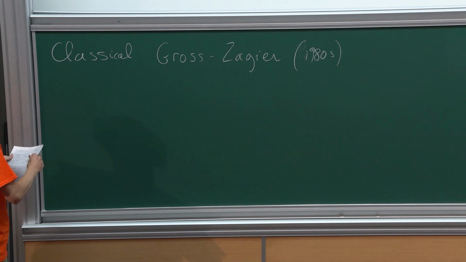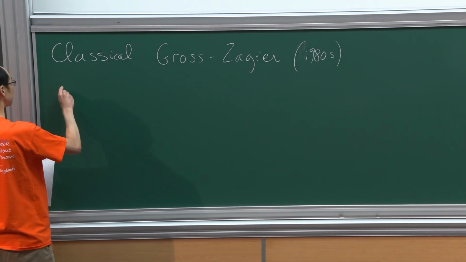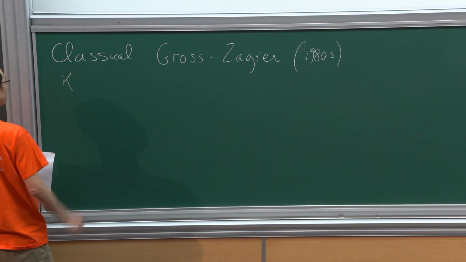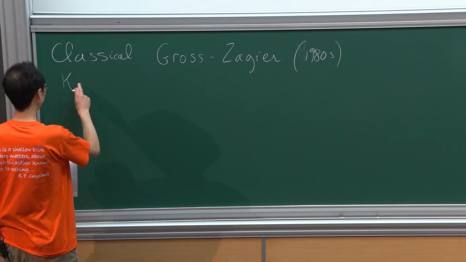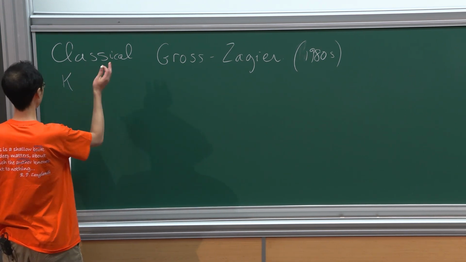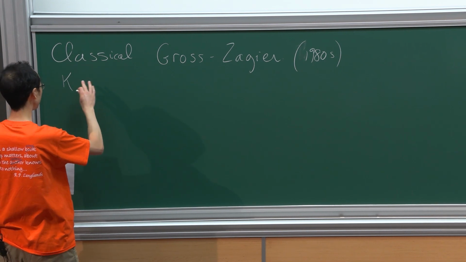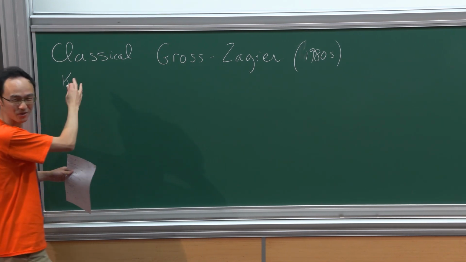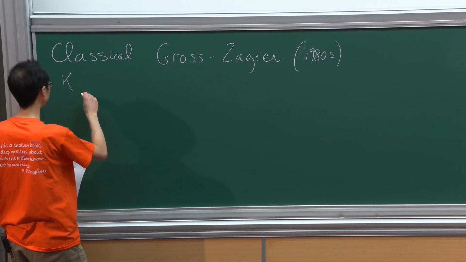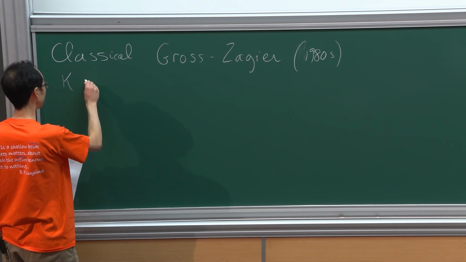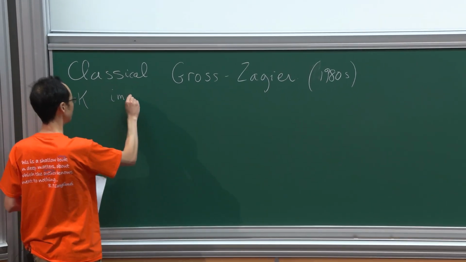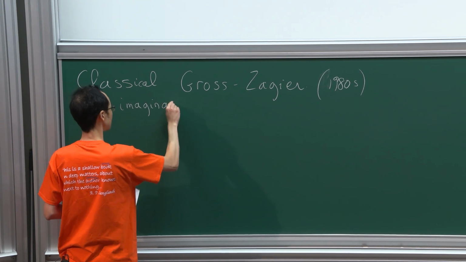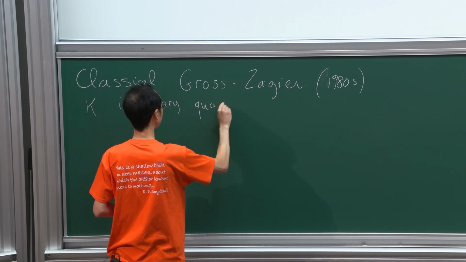Let me consider a quadratic field K. K, okay, this is only for once, K is not a compact open subgroup, because I think we have got used to K being a compact open. I only use this in the beginning. Later on, I will switch to where K will be a compact open subgroup. So K here is an imaginary quadratic field.